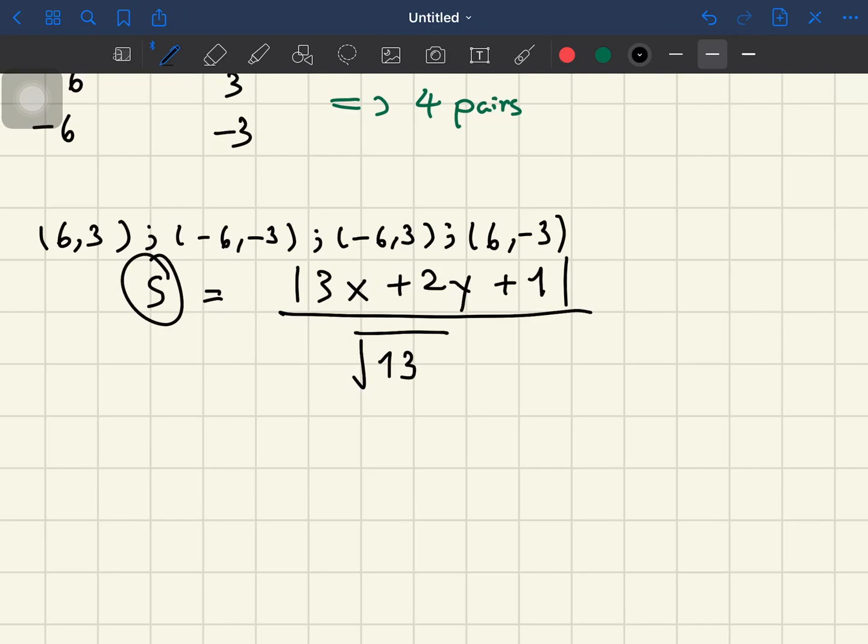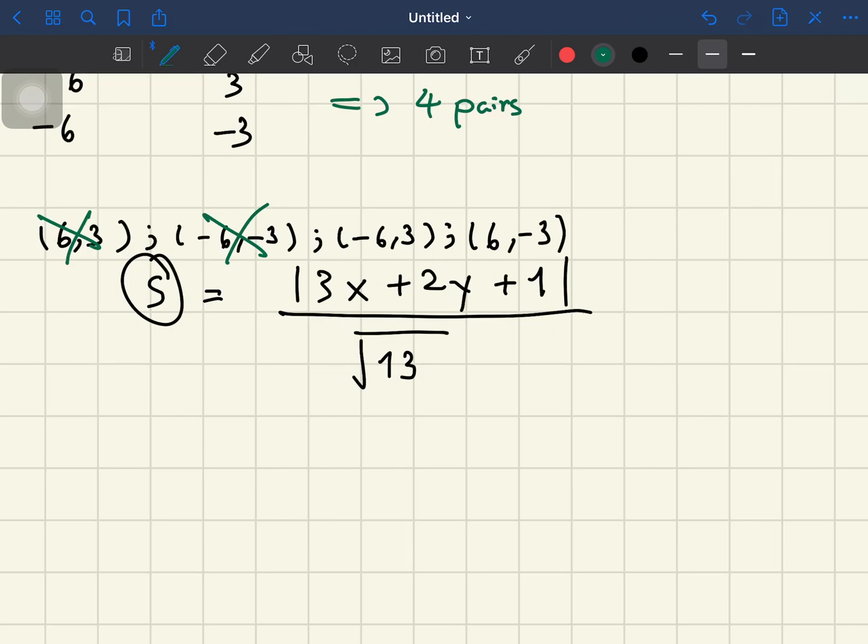Same goes for (6, 3). Definitely, because 6 and 3 are positive numbers, we will also have a very large positive number on the numerator, and hence we will not get the shortest distance. Instead, we will get the largest distance. So we have eliminated these 2 pairs, leaving negative 6, 3, and 6, negative 3.